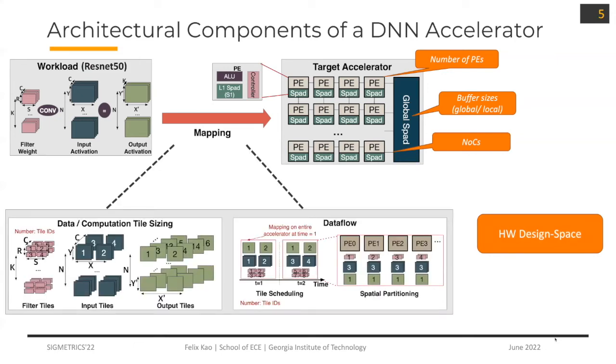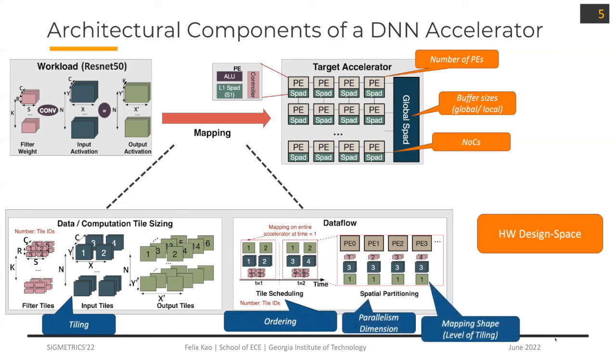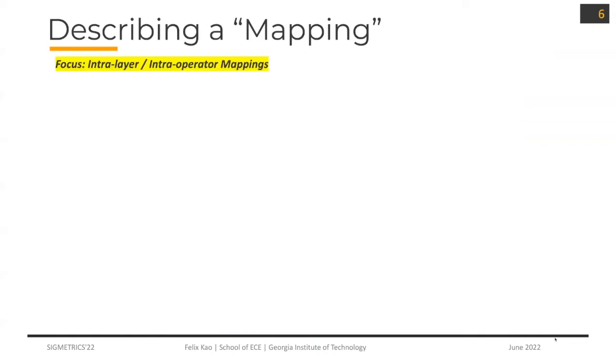Also, we have mapping, which tells how the DNN workload is mapped onto the accelerator. It includes several components like tiling, ordering, parallelism, and shape, and we will go into detail later. This forms the map space. First, let's see how we can describe a mapping. In this work, we focus on intralayer mapping, where interlayer mapping, like fusion, is not considered.